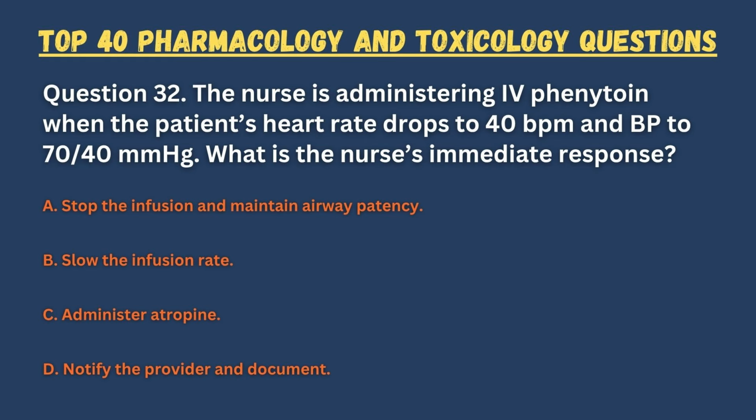Question 32. The nurse is administering IV phenytoin when the patient's heart rate drops to 40 bpm and BP to 70 over 40 millimeters of mercury. What is the nurse's immediate response? A. Stop the infusion and maintain airway patency. B. Slow the infusion rate. C. Administer atropine. D. Notify the provider and document.